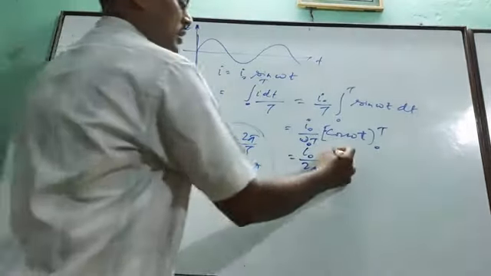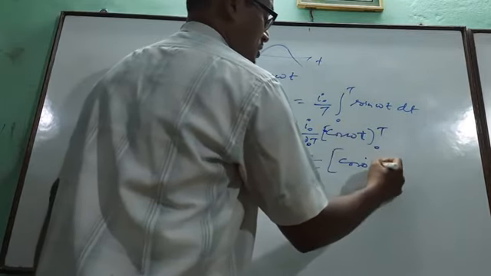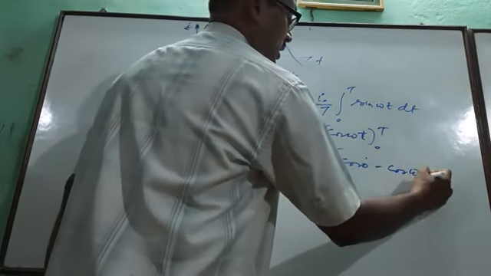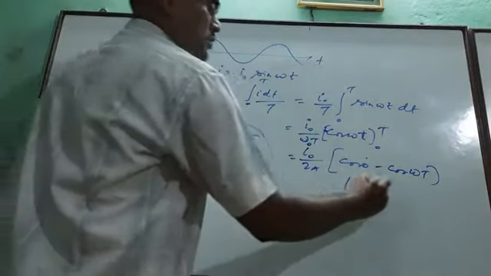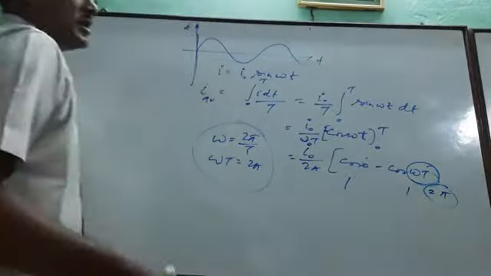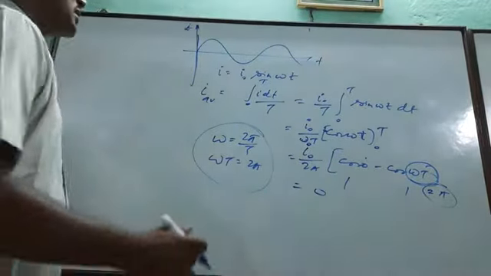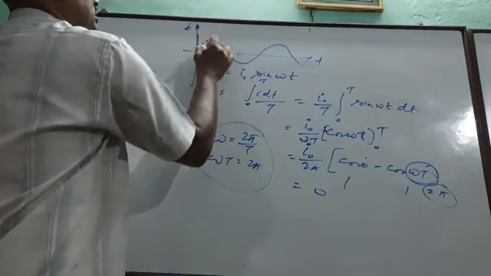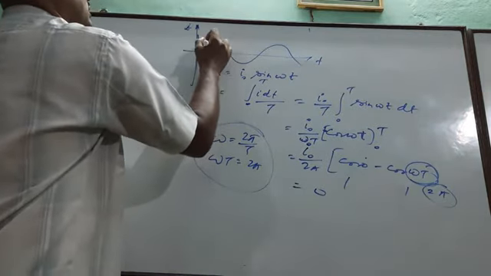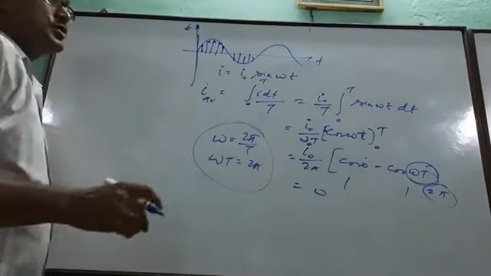Okay, then cos 0 minus cos omega t, as the negative sign is there, that is 2 pi also. So here is 1, here is 1, because this one is 2 pi. So the average value is 0. Graphically also you can say, this is the positive direction current, here is the negative direction current, and these are equal and opposite. So what is the average value?